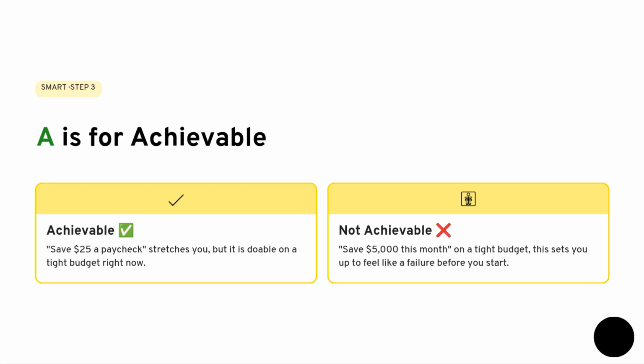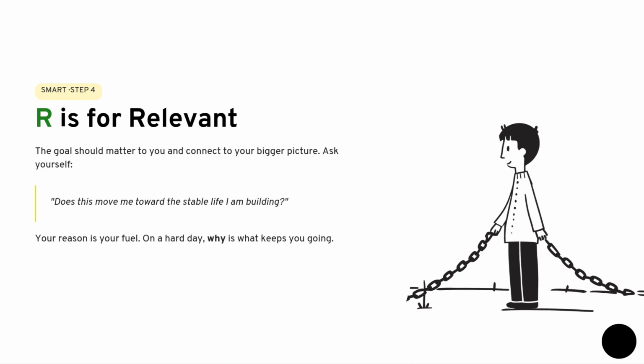A is for achievable or realistic. Make it a real stretch for your life right now, not an impossible leap. Achievable goals build momentum. Impossible ones teach you to quit. So something achievable would be save $25 a paycheck. It stretches you, but it's doable on a tight budget right now. Something unrealistic would be save $5,000 this month. On a tight budget, this sets you up to feel like a failure before you even start. So we definitely want to make sure that our goal is attainable and realistic.